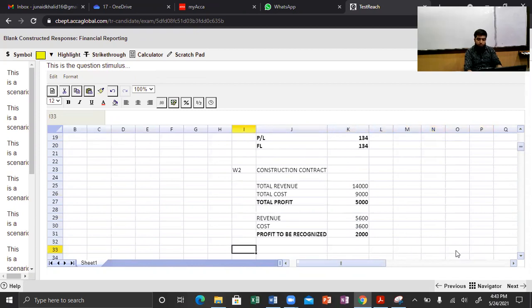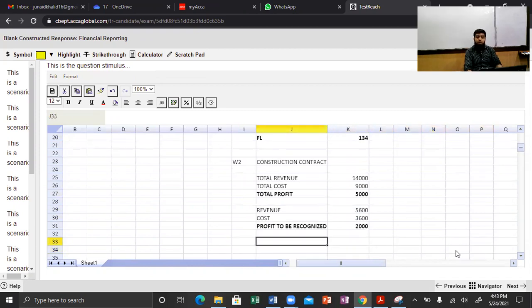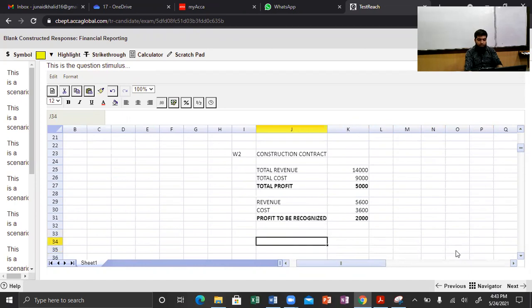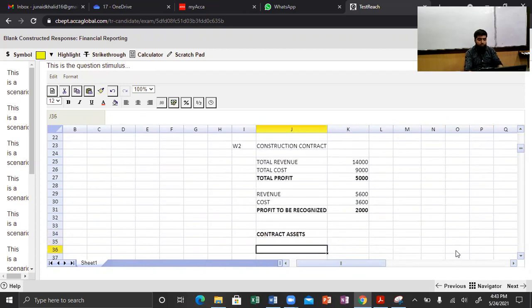Is there any adjustment required for this construction contract? Yes, adjustments are required, but not for the P&L, but for the balance sheet. As you definitely remember, we include the head of account in the balance sheet, that is the contract asset. So we are going to account for that contract asset. So how are we going to calculate the contract asset?